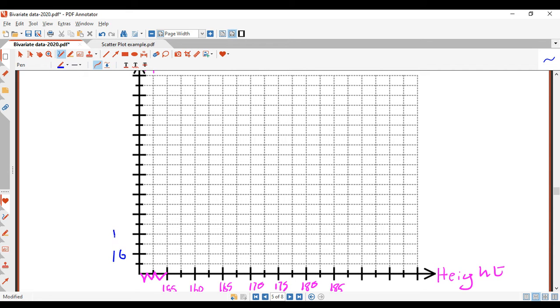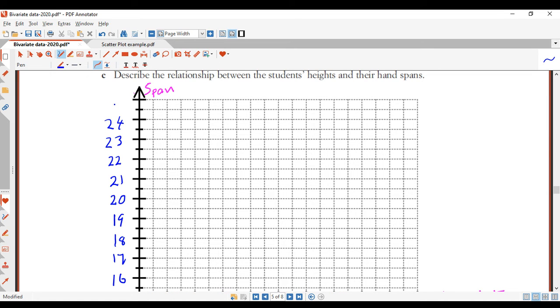And then the next big tick mark is 17, and 18, 19, 20, 21, 22, 23, 24, and then 25. Okay. Now, after I've done that, I've got to plot the points.